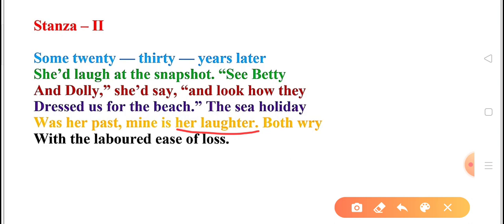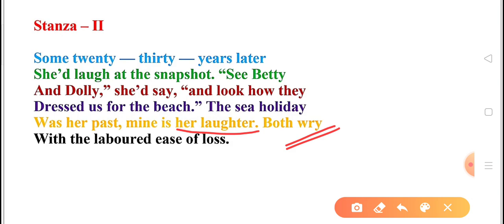Something I also lost. Mother lost her childhood days. The fun and frolics she used to enjoy in childhood days are not being enjoyed by mother now. And the poetess also has lost something. What is that? The laughter, the smiling face of mother. Both wry, and we both are wry. We both are distorted. We both are split personalities now. We both are twisted persons. How twisted, how distorted, and how split personality?